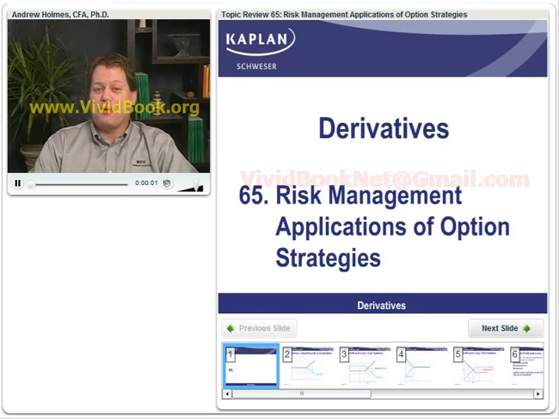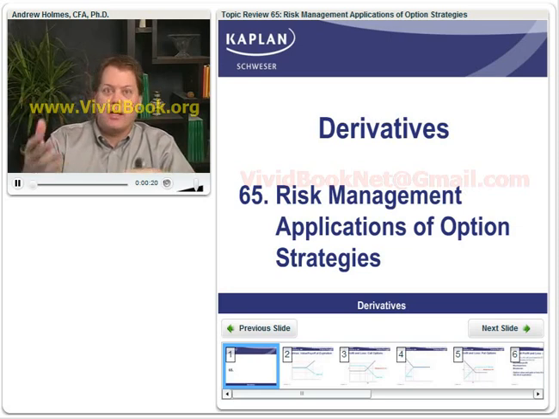Reading in the derivatives material. This is risk management applications of option strategies. So when we started all this, I gave you my little primer about, remember, these are zero-sum securities or zero-sum games, and then I said remember to keep separate the underlying from the derivative contract.